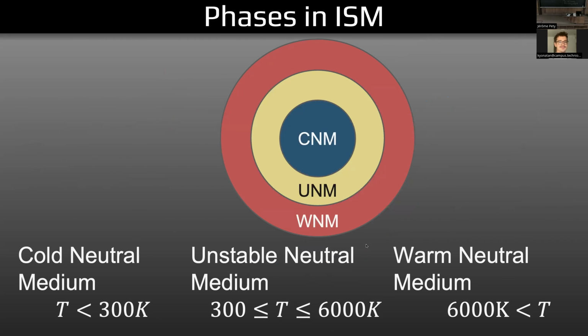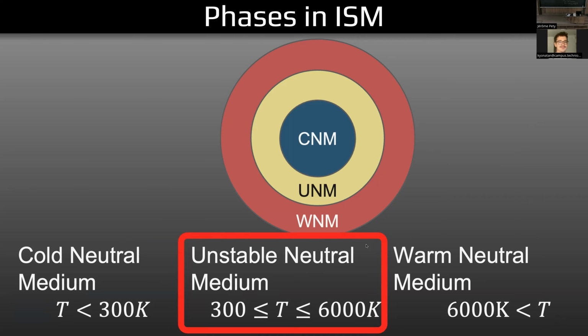And in the ISM, this balance produces multiple stable regimes. The cold neutral medium is characterized by very high densities and low temperatures, below 300 Kelvin. It occupies the smallest volume of the ISM, but at the same time, if you're looking for star formation, it is exactly the place where it occurs. On the other hand, we have the warm neutral medium, which is characterized by low densities but high temperatures, above 6,000 Kelvin. And this actually occupies the most volume of the ISM.